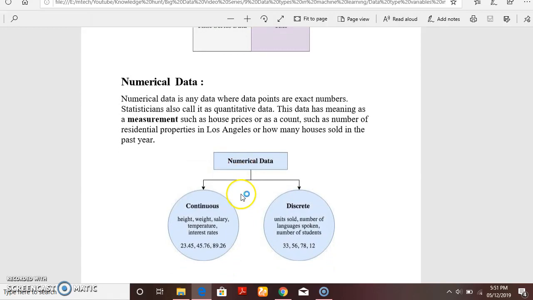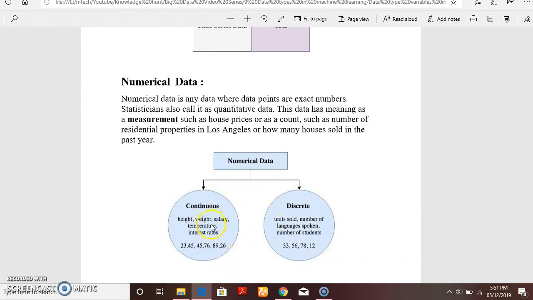Statisticians also call it quantitative data, not qualitative. We know qualitative and quantitative are two different things. So numerical data is also called quantitative data. This data has a meaning as a measurement, such as house price, or a count of something, such as the number of houses in this area, the number of properties in Los Angeles, how many houses were sold in past years, or how many products have been purchased in this particular year. Where it comes as a number, that type of data is called numerical data.